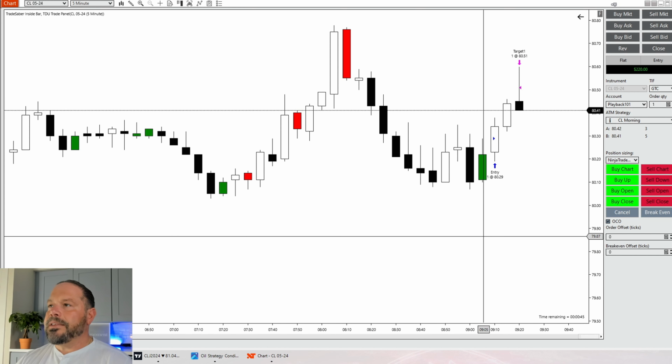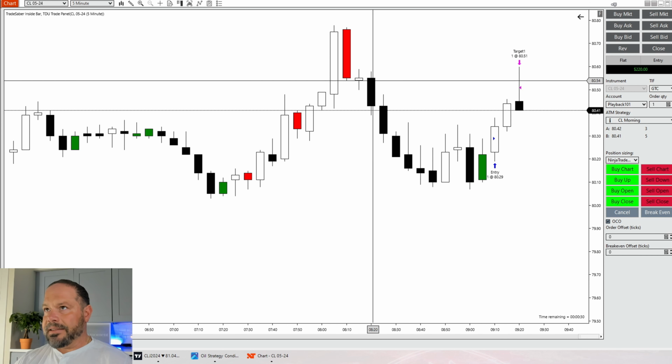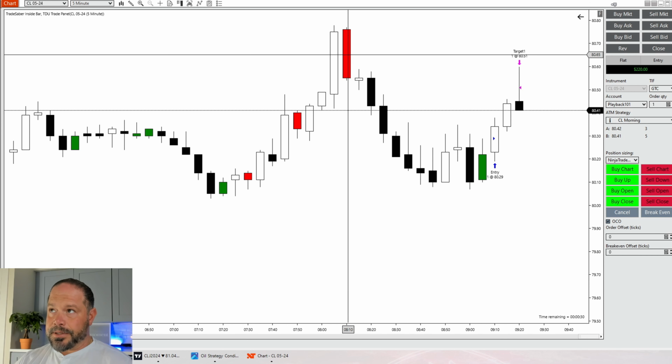So you can see how these buttons here, the buy up and the sell down, are very, very useful. The buy chart, sell chart, I also use. It's extremely useful. So again, this indicator is through Trade Devils. You can go to their website. It's just called Order Entry. The inside bar is through TradeSaber.